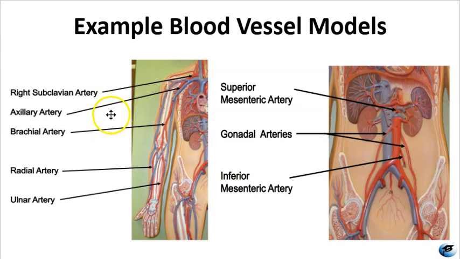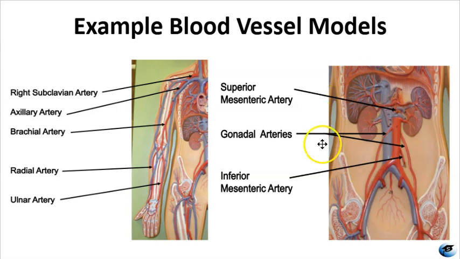Starting in the upper limb, the right subclavian artery travels beneath the clavicle. It becomes the axillary artery as it enters the armpit. From there, it continues as the brachial artery, which runs down the upper arm. Then the brachial artery branches into the radial and ulnar arteries, supplying blood to the forearm and hand.